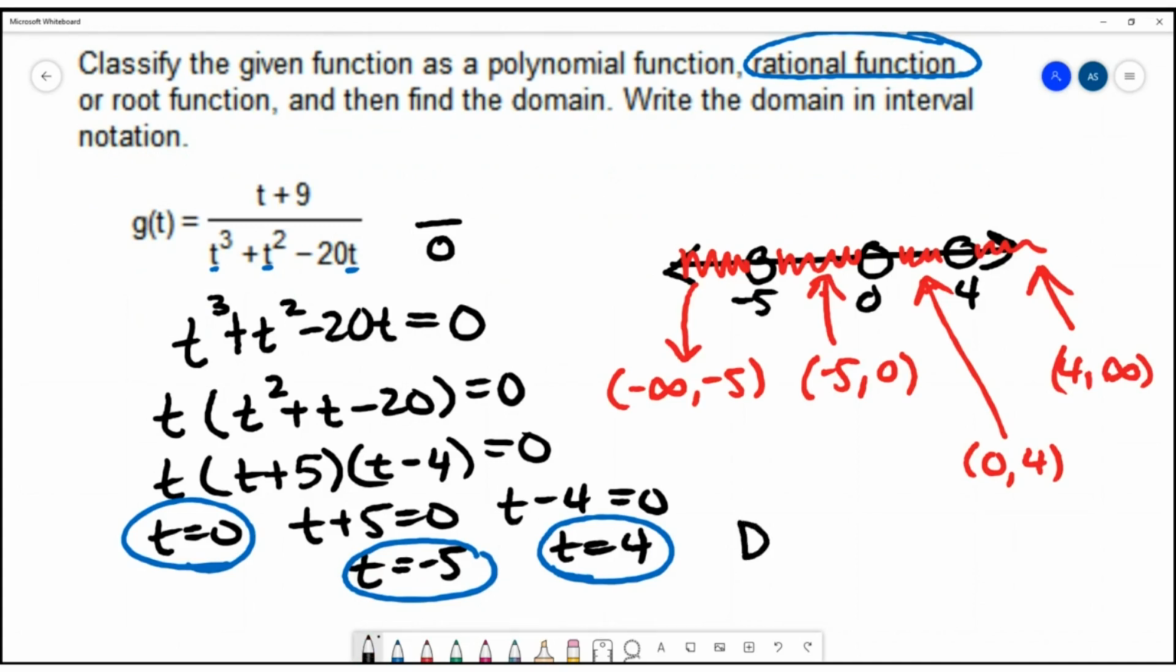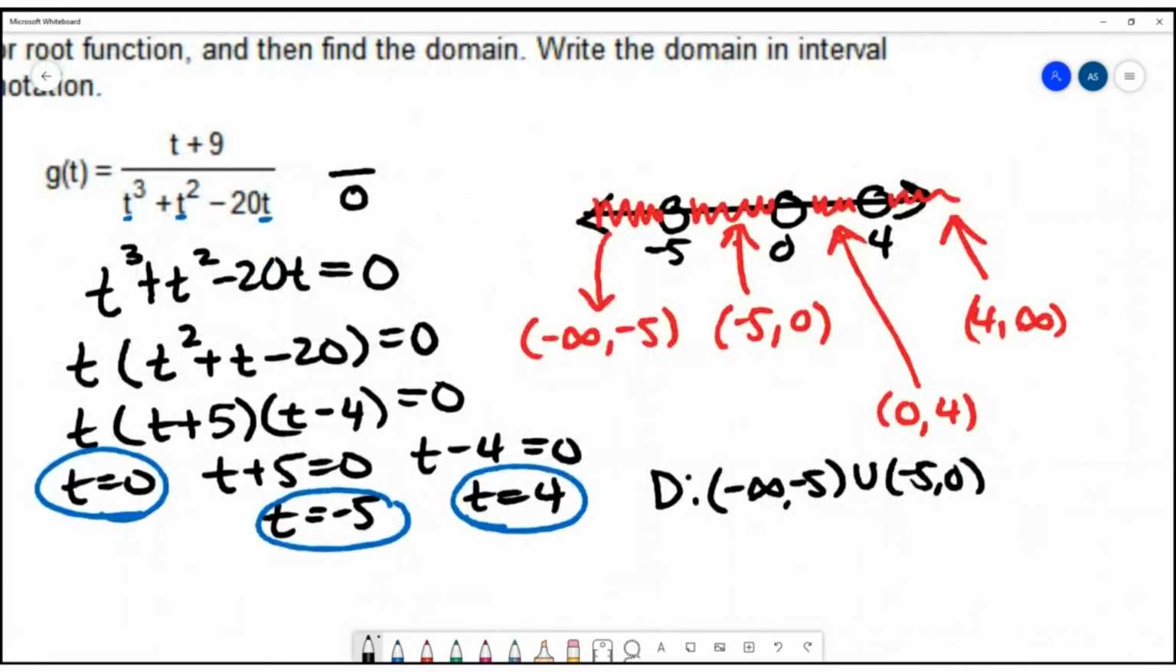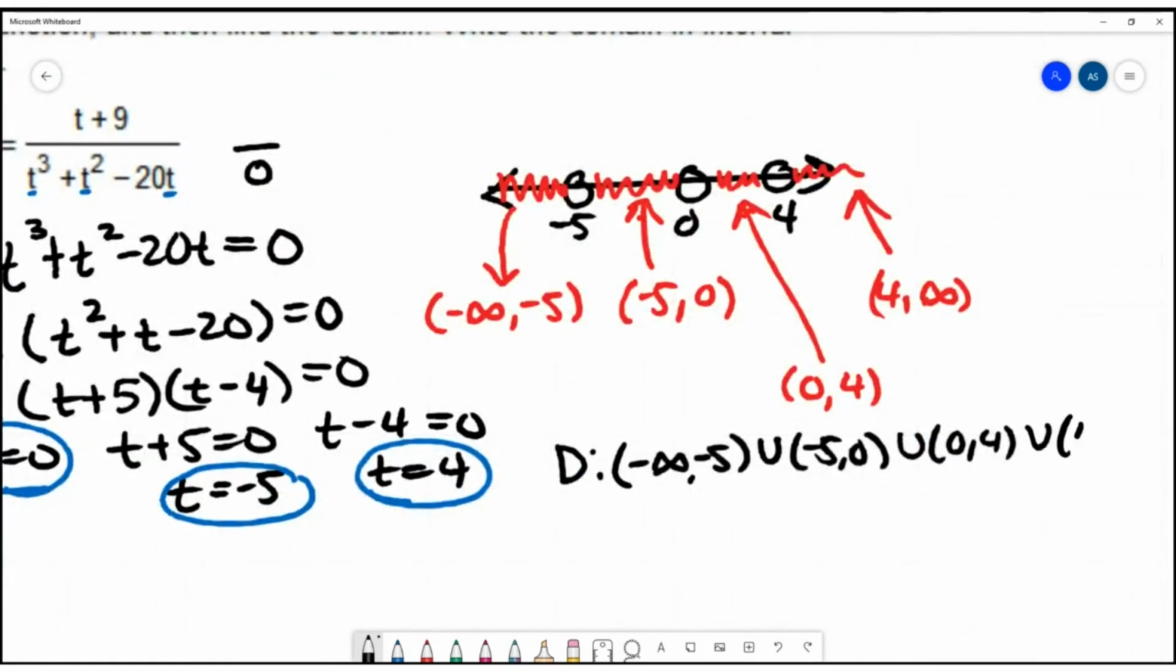So finishing out our interval notation, we're going to write negative infinity to negative 5, union negative 5 to 0, union with 0 to 4, union with 4 to infinity. So these are all the real numbers except for negative 5, 0, and 4. And we have the domain of our function.